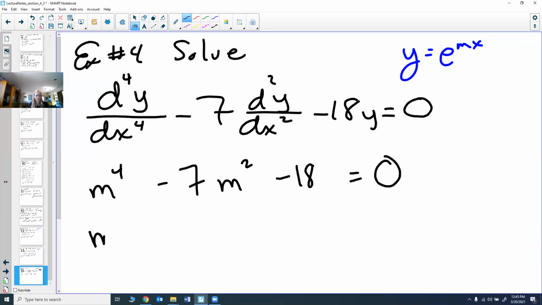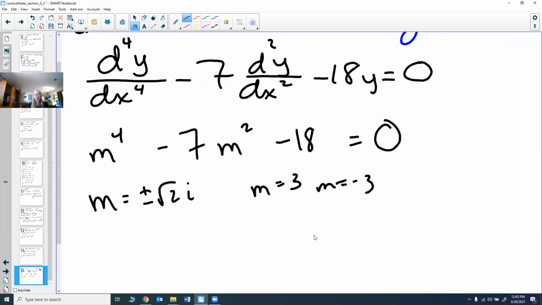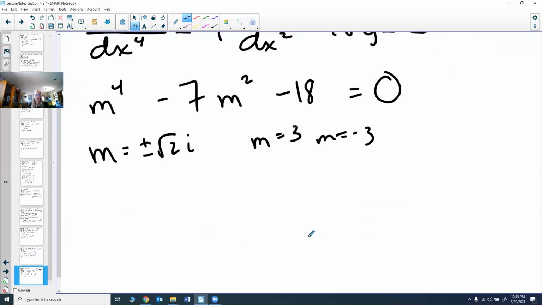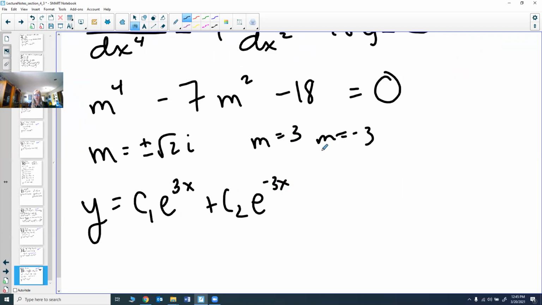It turns out the solution to this equation is m is plus or minus square root of 2 i, and then m equals 3 and m equals negative 3. So there are 4 solutions, 2 complex conjugates, 2 real solutions. So when we go to do this, I usually like to do my real solutions first and then my complex ones. And you just kind of think about it. My real solutions are going to be c1 e to the 3x plus c2 e to the minus 3x. Those 2 real distinct roots will give me that.